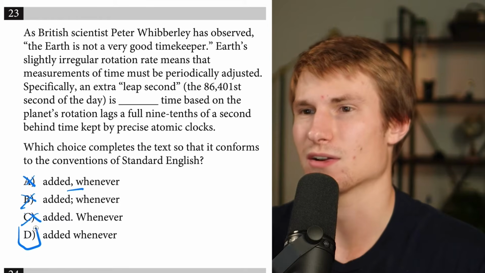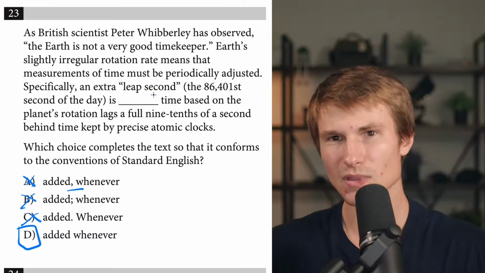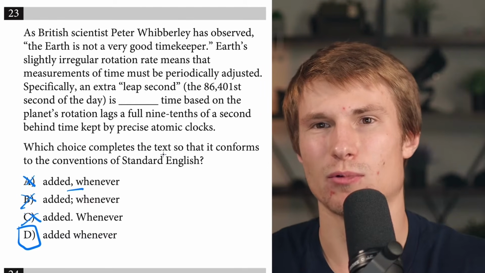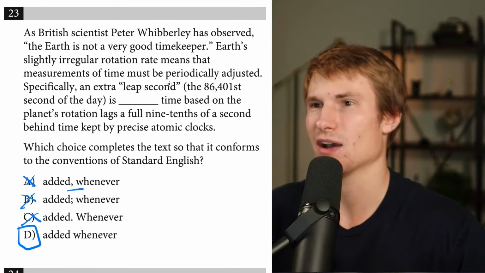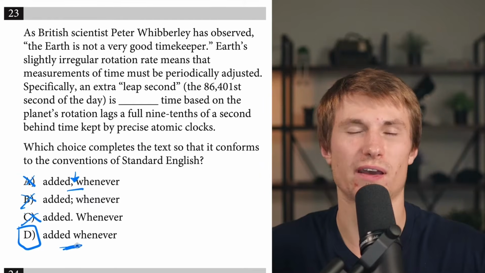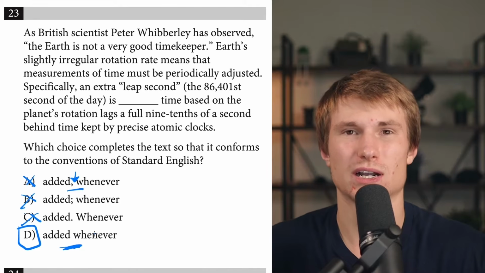It needs to remain together because we're specifically talking about when it's getting added, right? We state that an extra leap second is added whenever, right? We can't just stop after an extra leap second. Okay. We can't have that comma there. This is essential. It's not non-essential. It needs to remain together. There's no reason that you should have any sort of punctuation between the two. Okay. So our answer would have to be D.